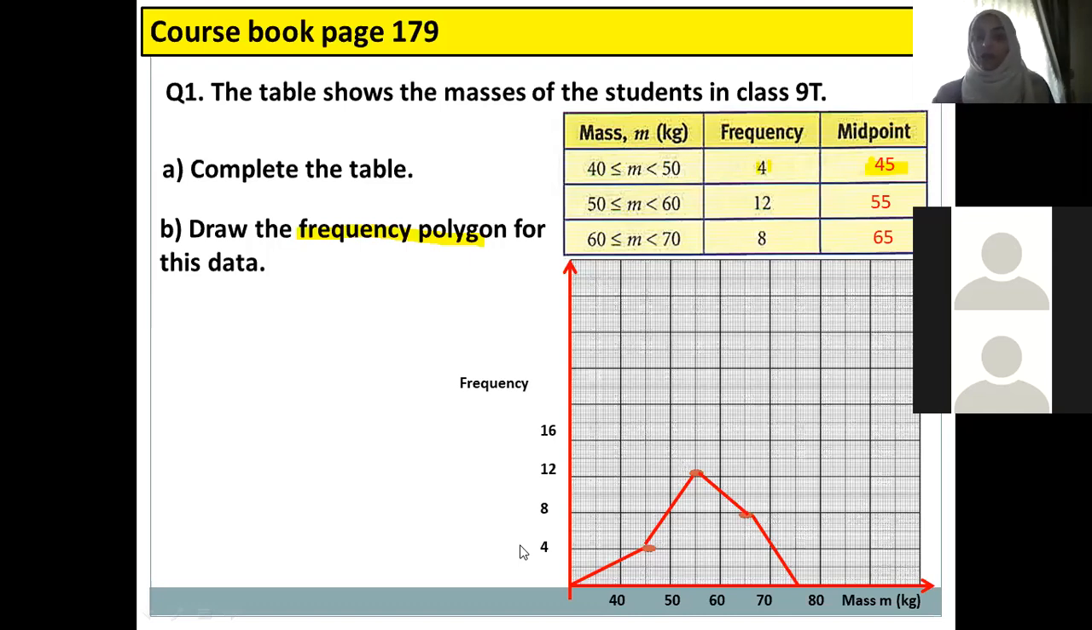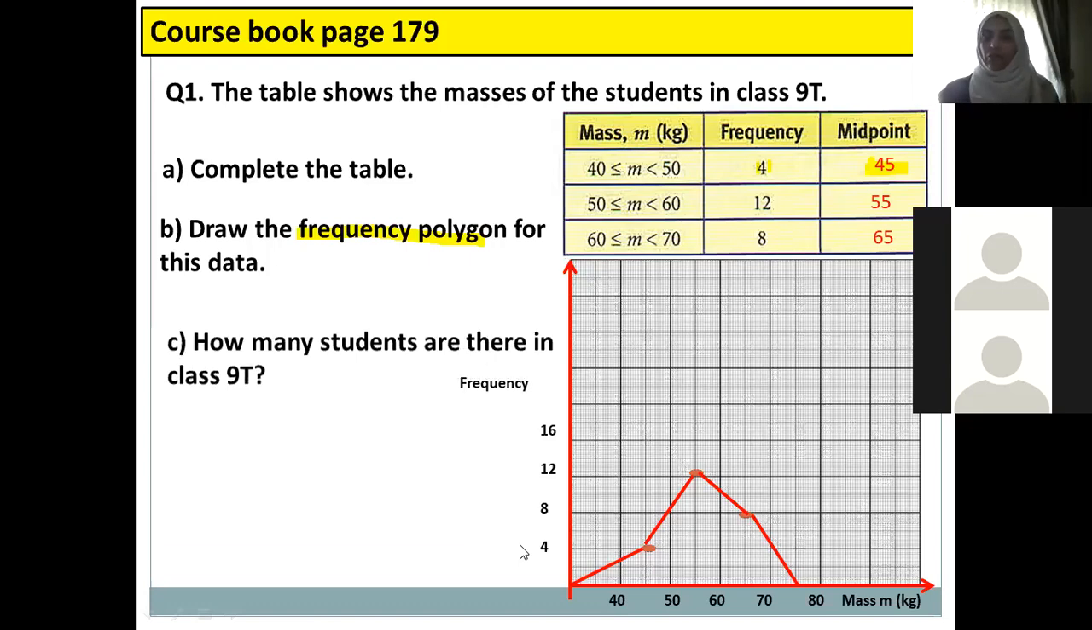Thank you very much, Selena. We drew the polygon. That's great. Okay, how many students are there in class 9? How many students are there in class 9? Who wants to help in that?